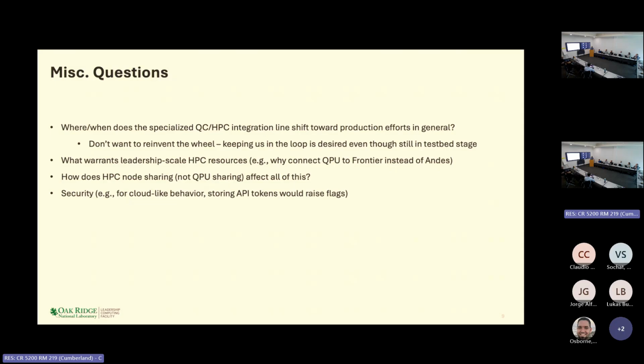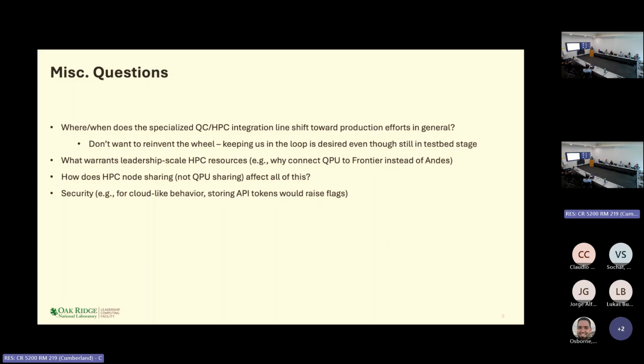I know Scott actually likes to ask this question, and I am a fan of this question as well. What warrants leadership scale? So meaning, I know the target and end goal is frontier discovery and things like that, but at the end of the day, we have to figure out what types of workloads, or how common they are, that actually need Frontier instead of Andes, which is our analysis system, for example. CPU workloads versus GPU workloads, that sort of thing.